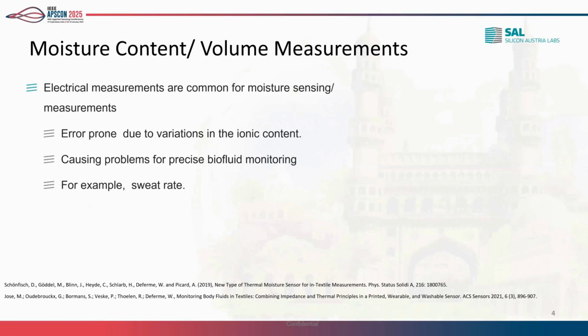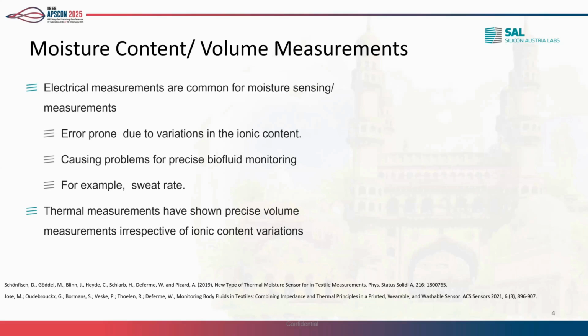However, one of the problems that we see there, especially when it comes to body fluids, is that they are very heterogeneous in nature, with ionic and other components. So this varies from time to time and person to person. So this is always an issue. With electrical measurements, there are always errors. For example, sweat rate measurements, which we see a lot in the literature, are always causing a lot of problems due to these measurement errors from the ionic concentrations.